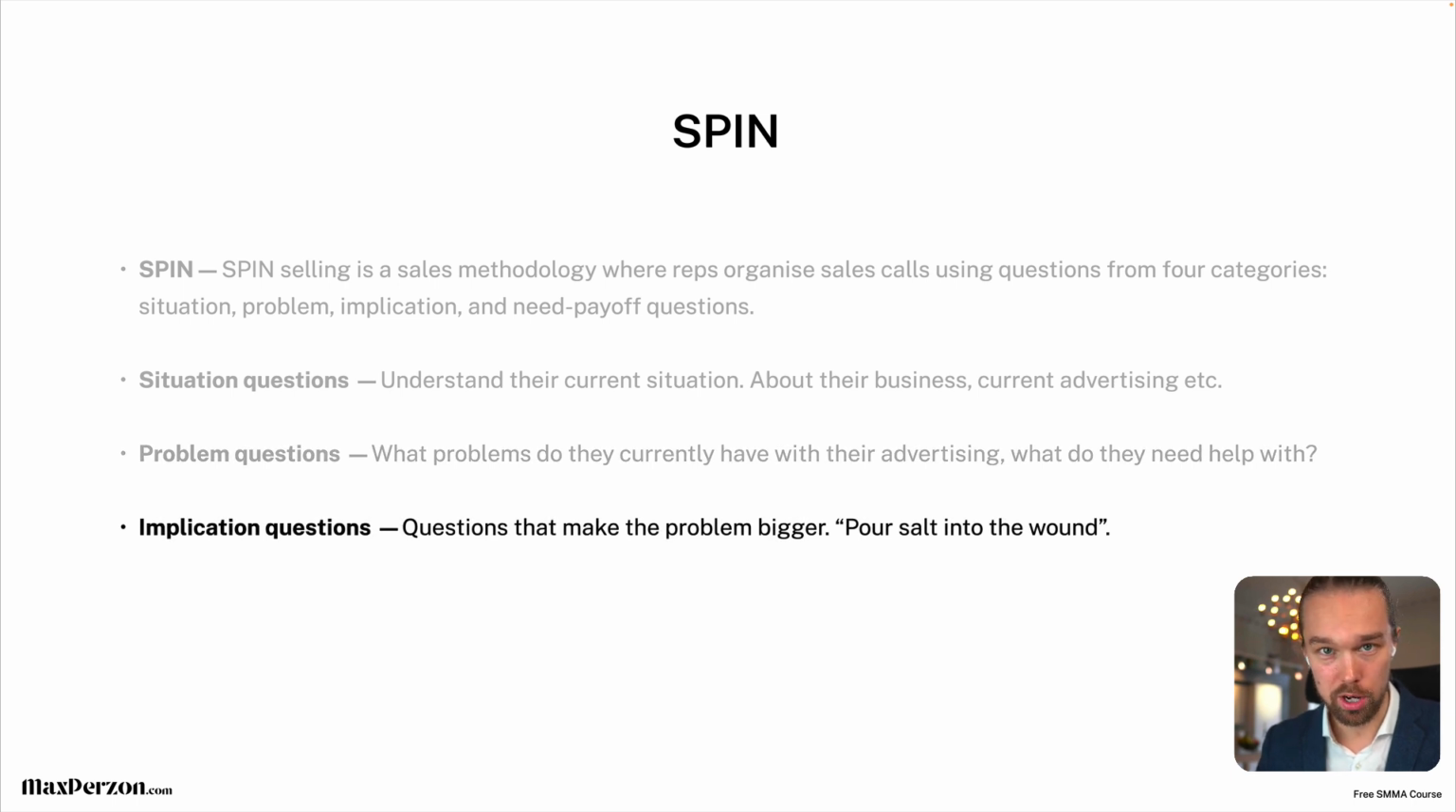And then implication questions, right? It's basically questions to make the problem bigger. So if you sell a commodity like shoes, you can ask implication questions, but it's more so in high ticket sales, especially when you sell social media marketing services. An implication question goes back to the problem question. First, I ask you, okay, what don't you like about your current shoes? Well, the sole is kind of worn out right now. Okay, and why do you think that's a problem? That would be an implication question.